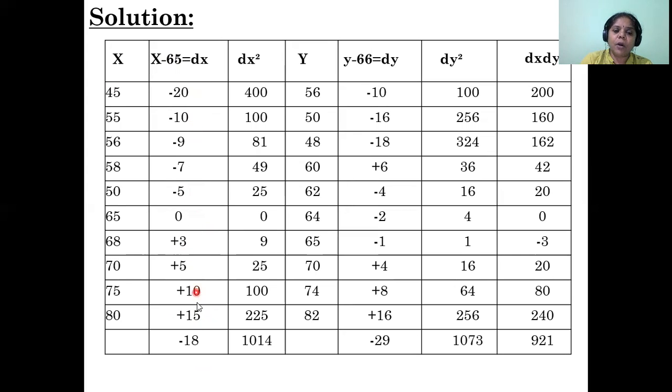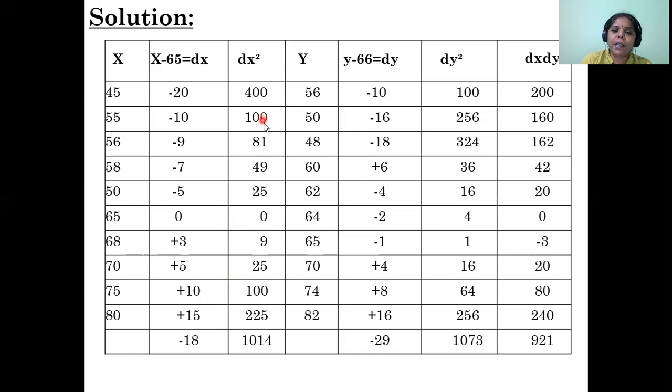This is the dx column. Okay, so now we have to make dx square. We have to change the values to squares. So 20 into 20 is 400, 10 into 10 is 100, 9 into 9 is 81, 7 into 7 is 49, 5 into 5 is 25, 0 into 0 is 0, 3 into 3 is 9, 5 into 5 is 25, 10 into 10 is 100, 15 into 15 is 225.